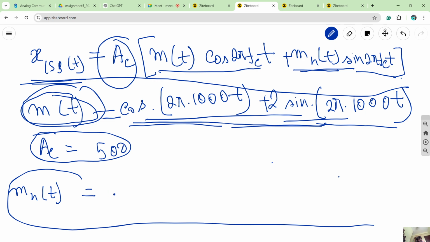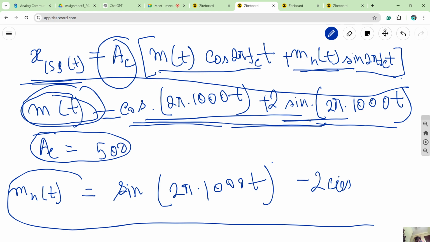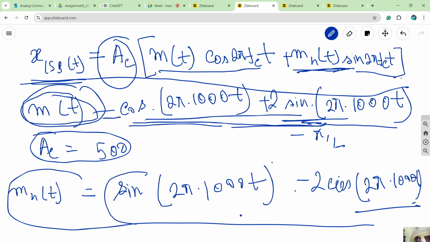So MH of T will be sine of 2 pi 1000 t, minus 2 cos, because this is sine, and minus pi by 2 specifically will make it minus 2 pi 1000 t. And then you have to just write this one. MH of T is given by this, and M of T is given by this: cos 2 pi fc t, sin 2 pi fc t.